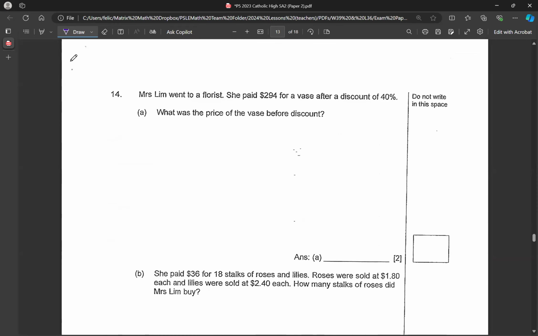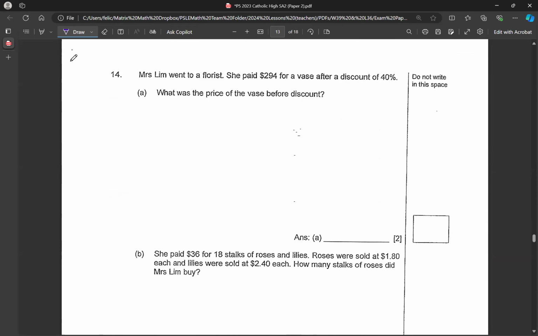Okay, let's go on to question 14. This is on percentage. Mrs. Lim went to a florist. She paid $294 for a vase after a discount of 40%. What was the price before the discount?